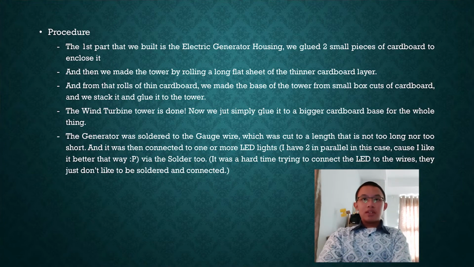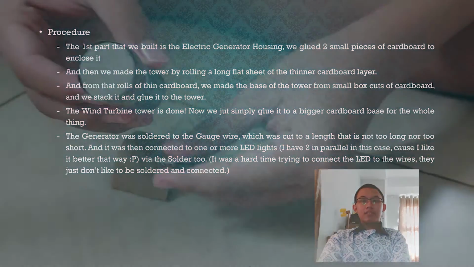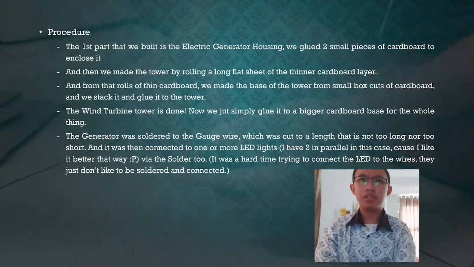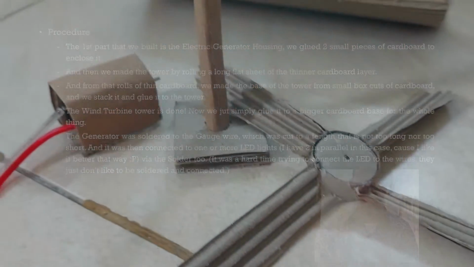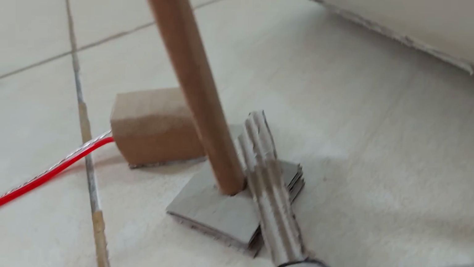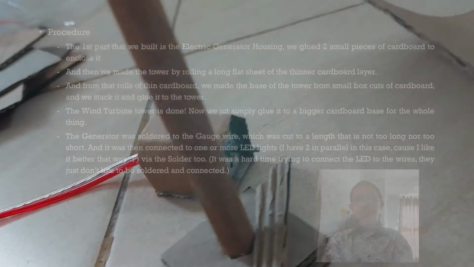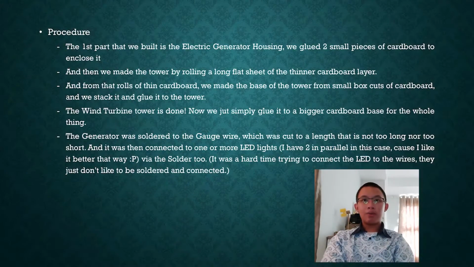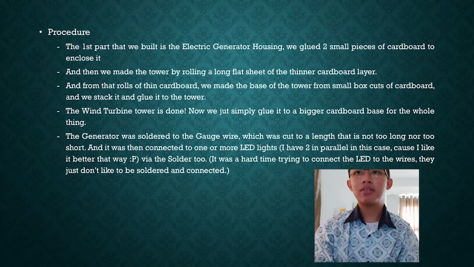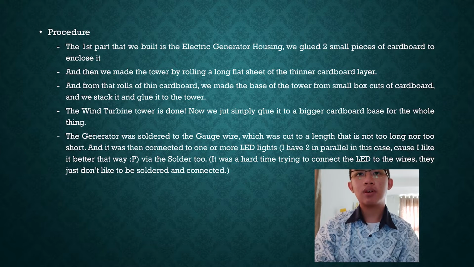The procedure. The first part that we built is the electric generator housing. We glued 2 small pieces of cardboard to enclose it. And then we made the tower by rolling a long flat sheet of the thinner cardboard layer. And from that roll of thin cardboard, we made the base of the tower from small box cuts of cardboard, and we stack it and glue it to the tower. The wind turbine tower is done. Now we just simply glue it to a bigger cardboard base for the whole thing.